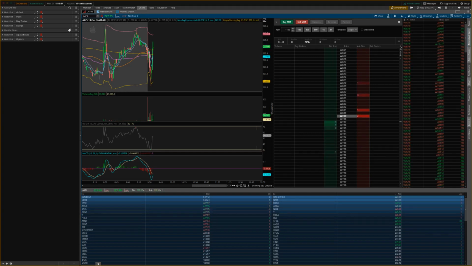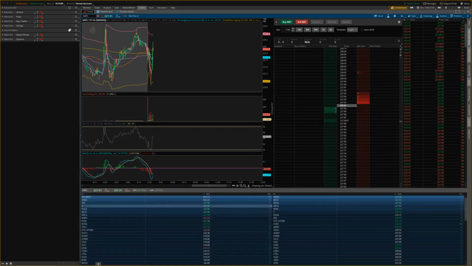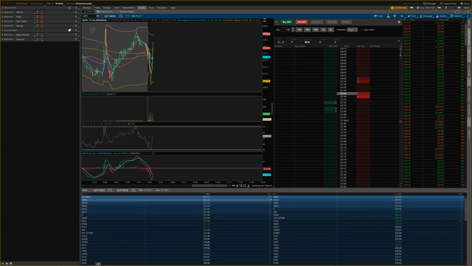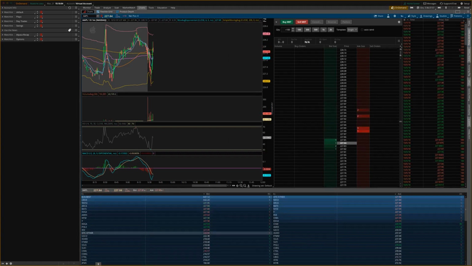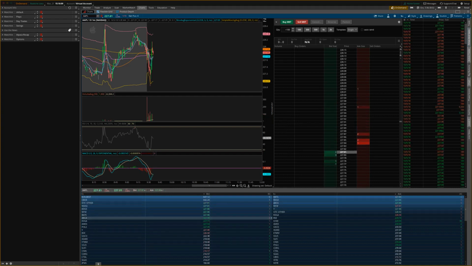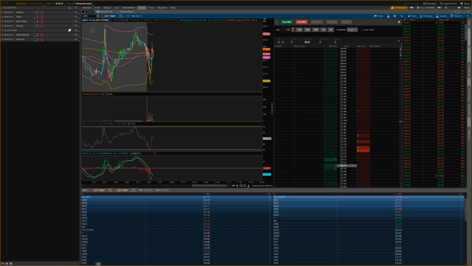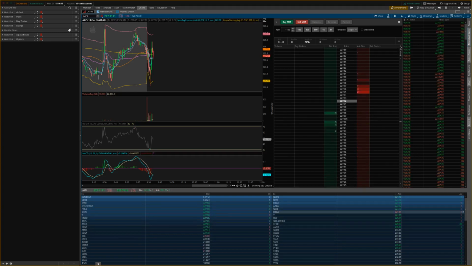All right, so let's start with level 2. Level 2 is right here. On the left side you have the bid. This is what people want, the price that people want to pay for Apple right this second. On the right part, you have the ask. This is what people want to sell Apple for.